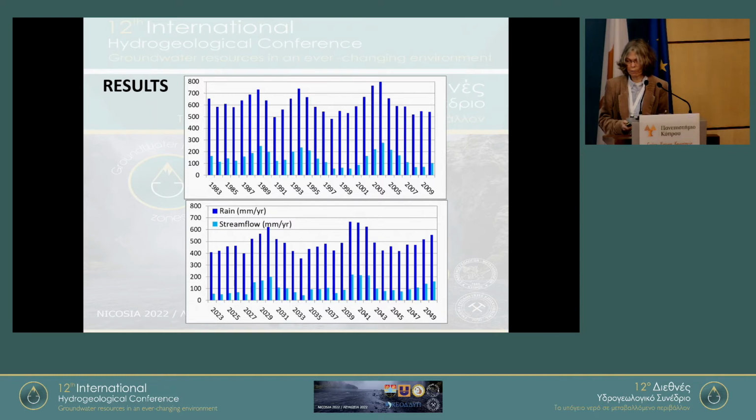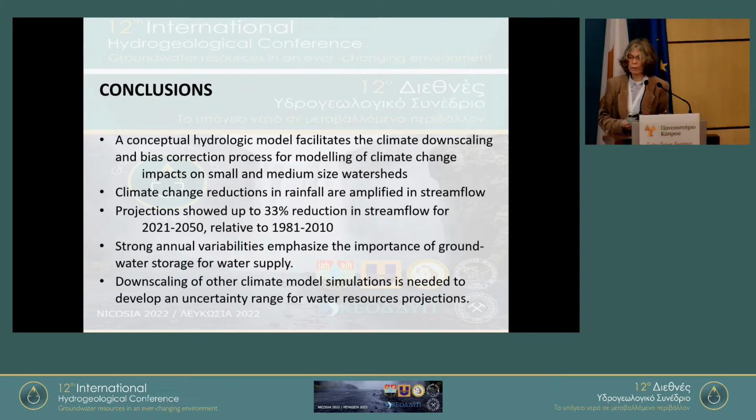much less stream flow. In conclusion, we can use a conceptual hydrologic model which facilitates a climate downscaling, because we only need to downscale it over the area, not over the high resolution gridded cells. But we model the climate change impacts for small and medium-sized watersheds. Climate change reductions in rainfall are amplified in stream flow. Projections showed up to 33% reduction in stream flow for 2020-2050 relative to 1980-2010.